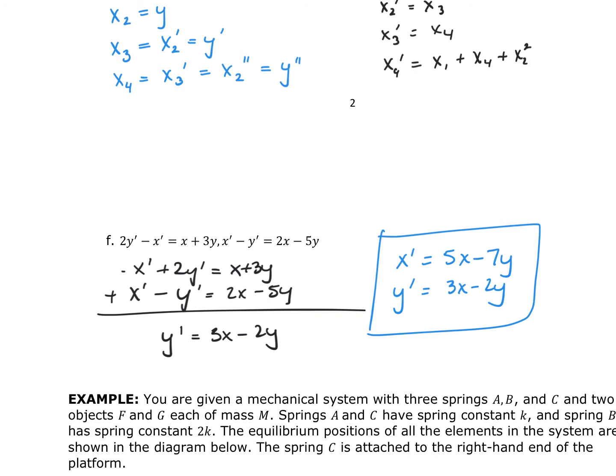Now you're thinking, where did this x prime come from? Well, once I know what y prime is, I can plug it into one of these two equations. This would probably be the easiest, y prime being 3x minus 2y. So x prime minus this quantity, 3x minus 2y, is equal to 2x minus 5y, which is where this comes from.